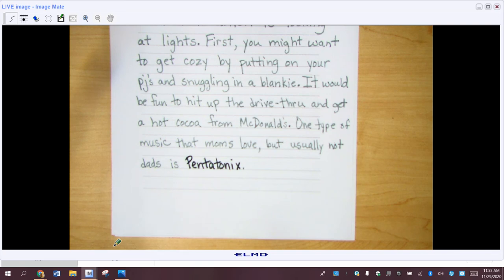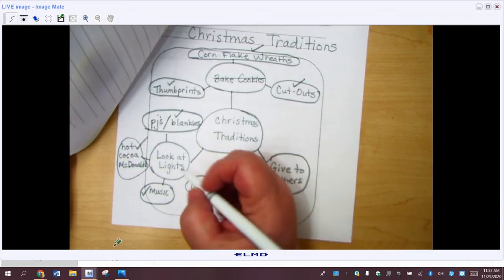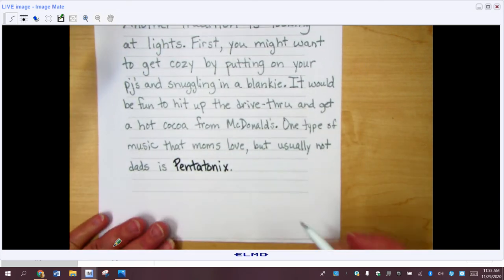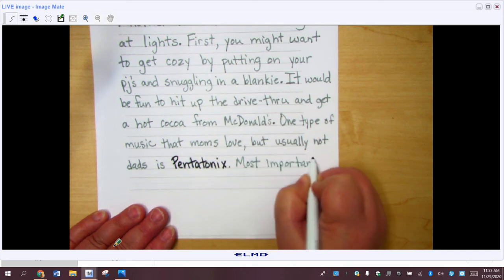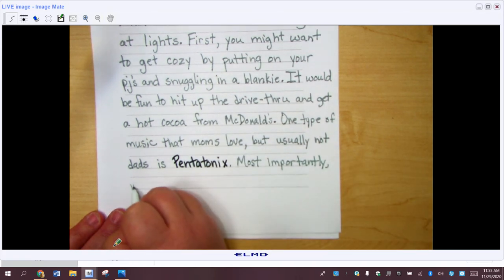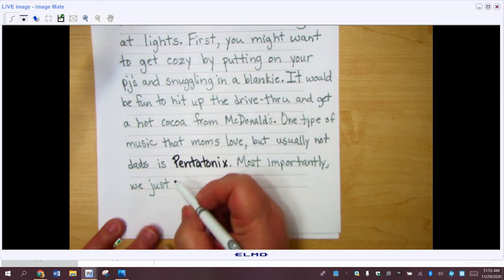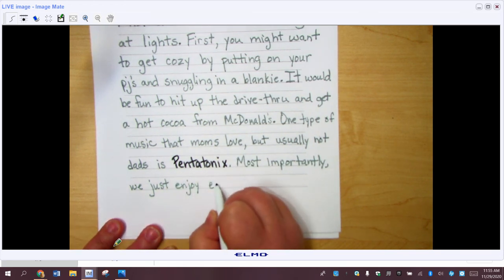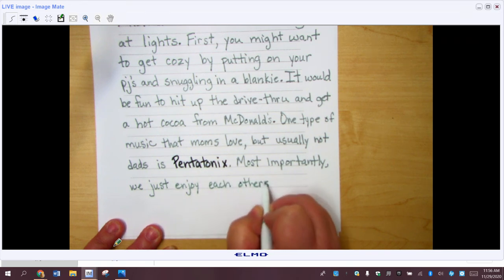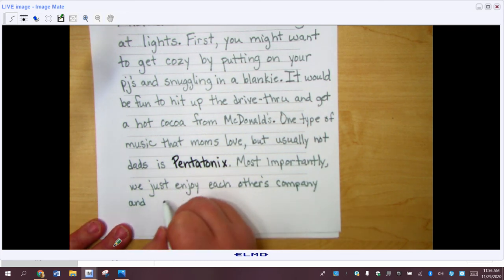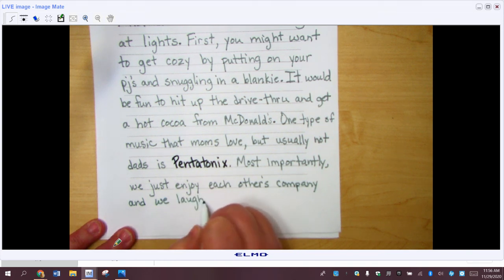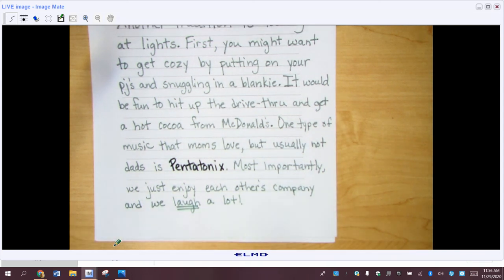Now, I'm going to write the thing that I think is most important about looking at lights, and that is the laughing. Most importantly, we just enjoy each other's company and we laugh a lot. There we go. So, this is getting easier and easier, isn't it, girls and boys?